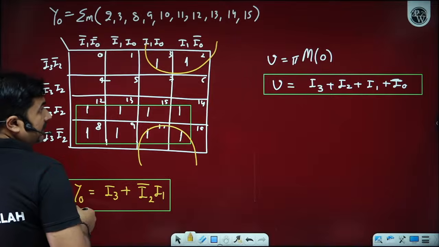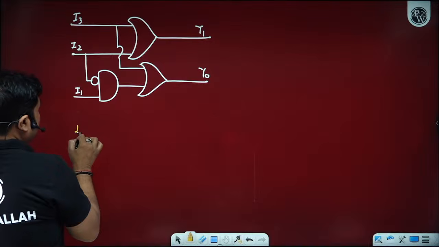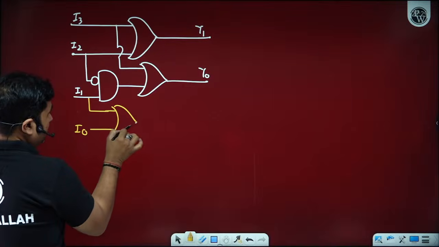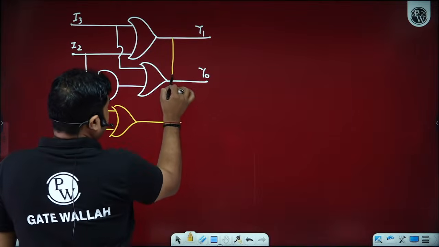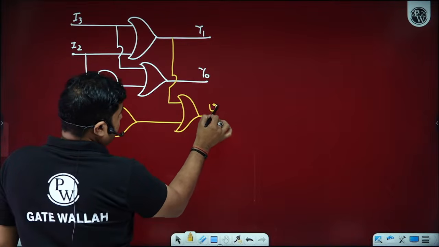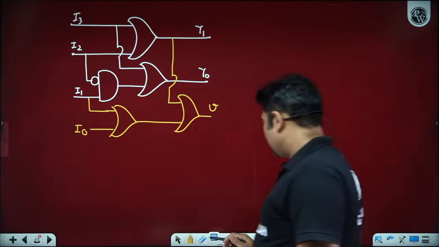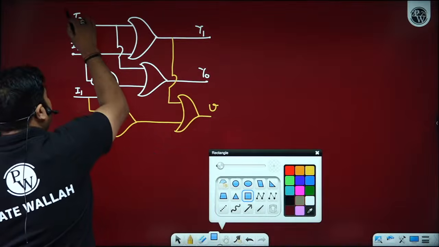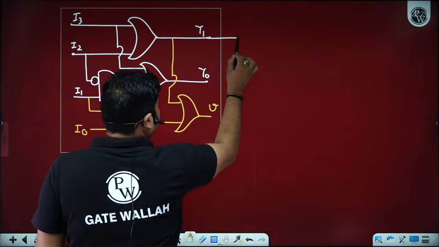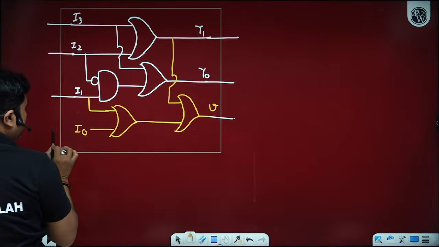The valid output indicator is I3 plus I2 plus I1 plus I0. So we can use OR gates for I0, I1 and I3. Anyhow, we have to suffer a logic delay of 2 gates, so I can use it like this as well. This is the output, the valid output indicator V. How many of you can now see a 4x2 priority encoder?